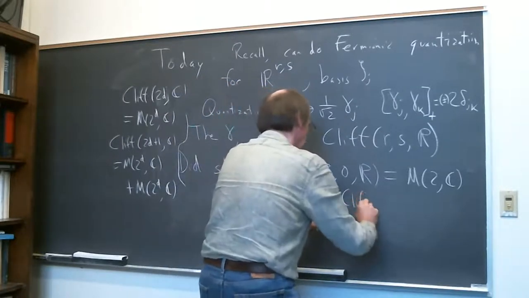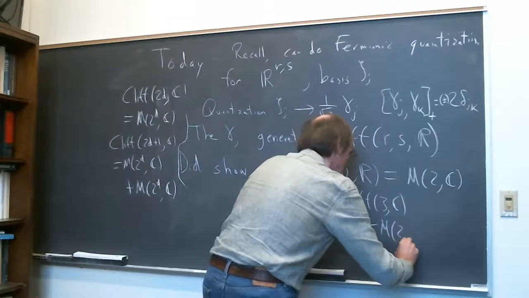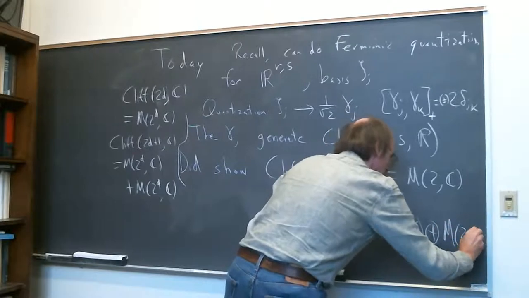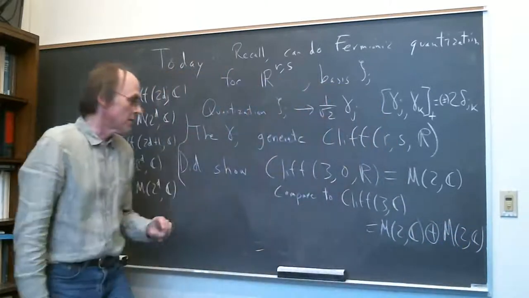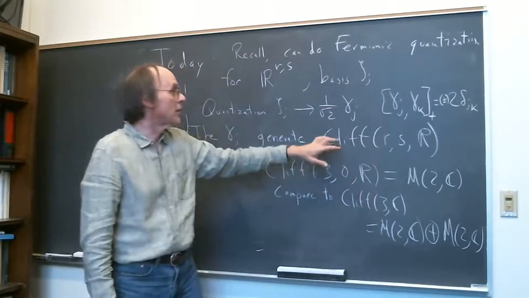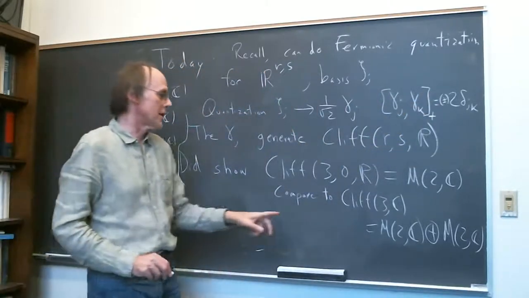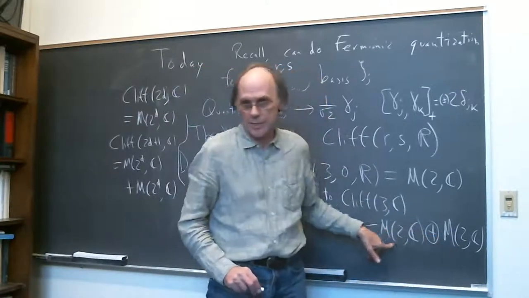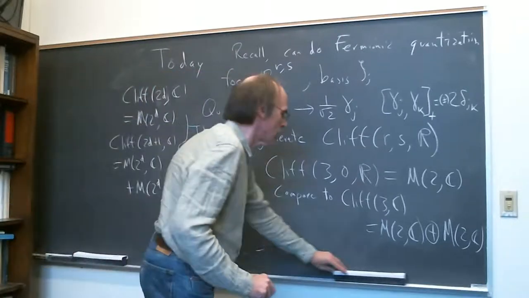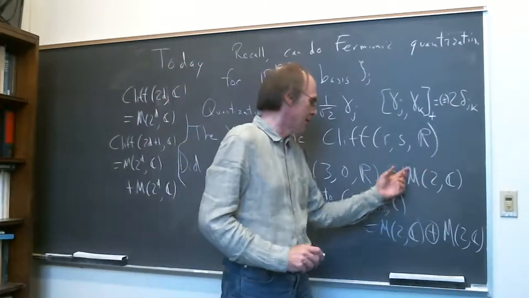Cliff of 3C is... So if we've been doing everything over the complexes to begin with, and then we were satisfying these relations but allowing ourselves to take complex combinations of all these things, then we would have ended up with two different kinds of 2x2 matrices. And what I showed last time, anyway.